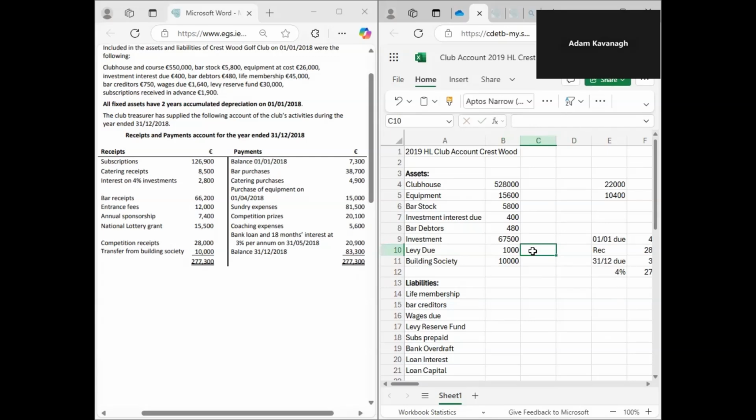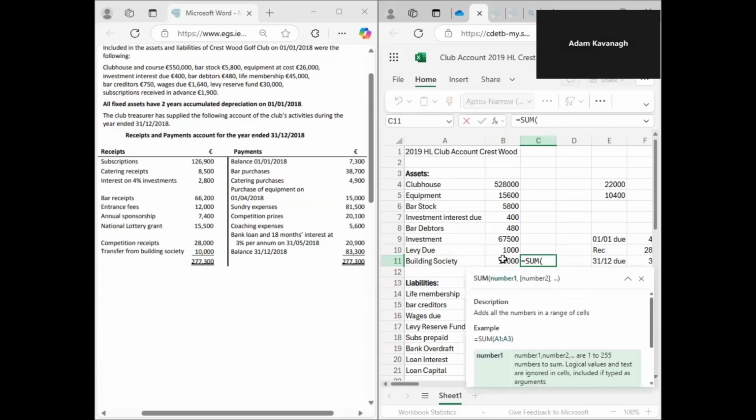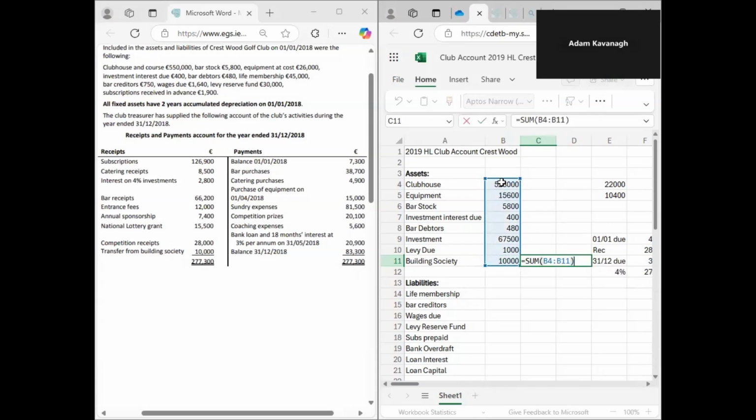Okay, and we'll adjust this line here to account for that. So now we add in the 10,000, and that gives us total assets of 628,780. So be careful with that one. It doesn't come up that often, but if it is there and there's no other mention of building society, then we must have had that account from last year, because that money didn't just come out of nowhere.